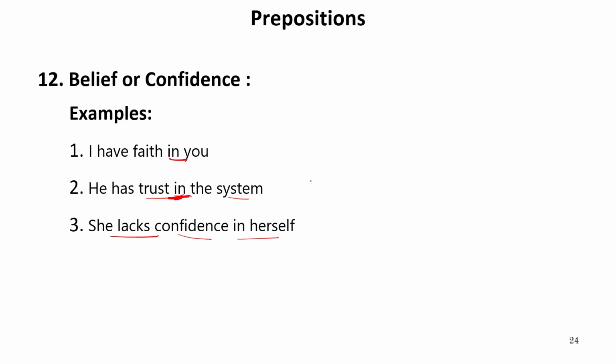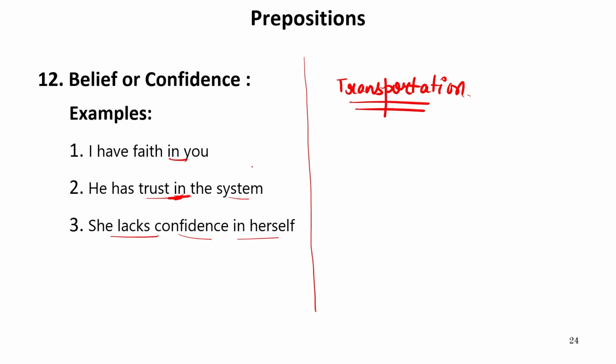Now there are several other means where we can use in. For example, in case of transport. In case of transportation, suppose there are means of transport and we are talking about private vehicles. For public, we use on, but for private vehicles, we can use in. For example, he's in his car. He is in his car or in his favorite car.